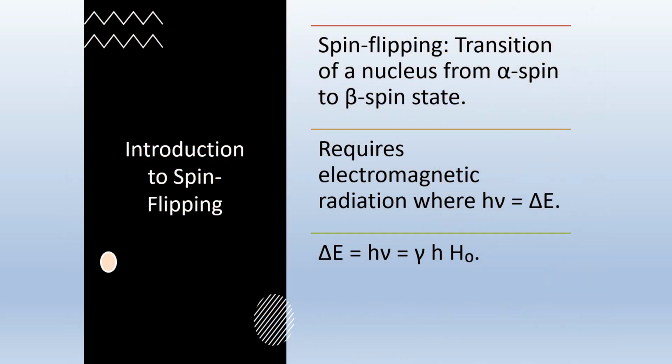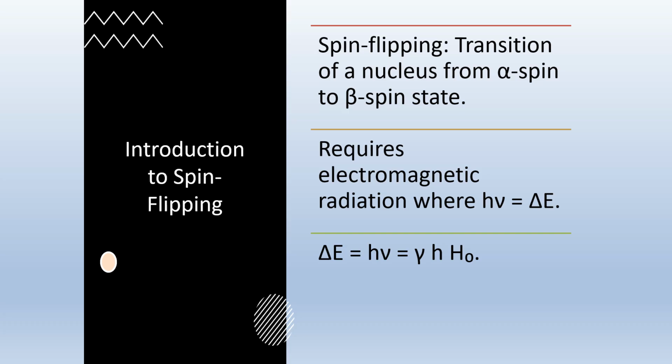Spin is a quantum property of particles like protons and neutrons, often visualized as a tiny spinning sphere. However, it's not an actual spinning object. It's a quantum mechanical property that gives the particle angular momentum and a magnetic moment. When these particles are placed in an external magnetic field, their spins tend to align with or against the field. This creates two energy states, a low energy state aligned with the field, and a high energy state opposed to the field.